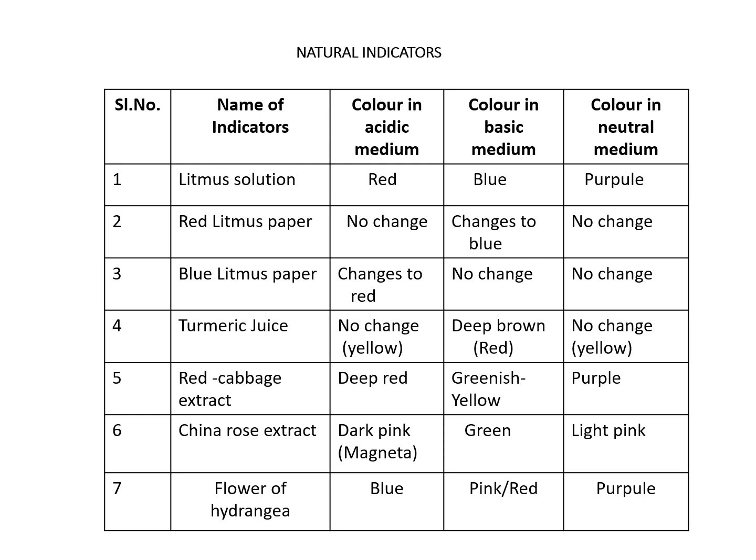The very first example is your litmus solution. When the litmus solution is added to an acidic medium, the color changes to red. Now if the same litmus solution is added to a basic solution, then the color will be blue. If the litmus solution is added to a neutral medium, for example water, then the color will be purple. So you can see in all three different mediums it will show three different colors. By this we can identify the medium of the solution, either it is acidic or basic or neutral.